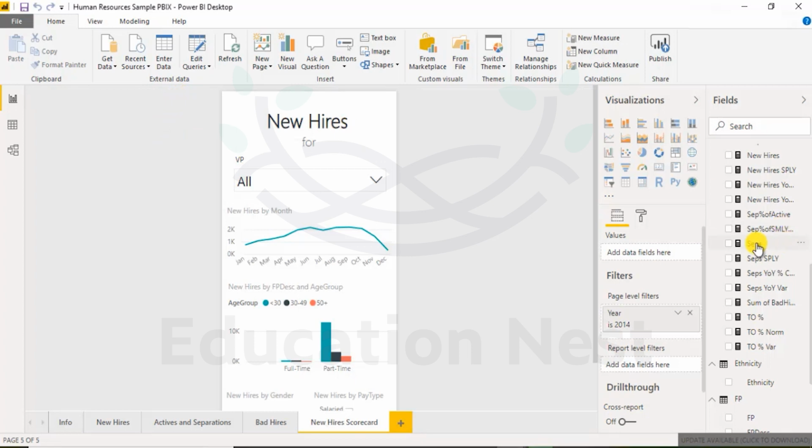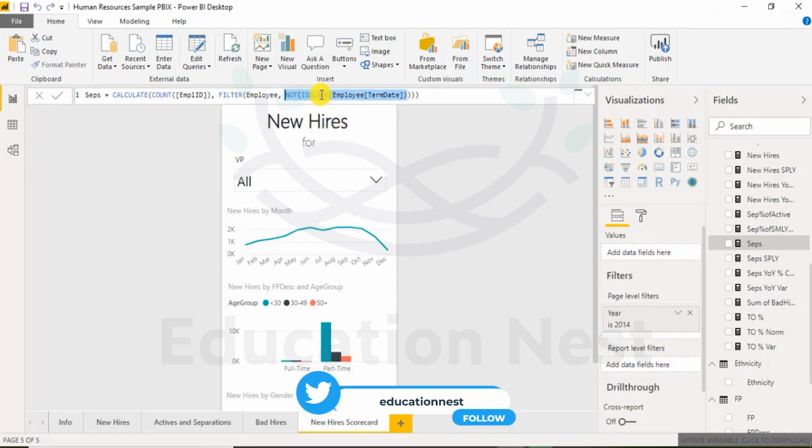Separation is count of employee ID, right? But you filter whose is blank is not blank. So only those active members, right? So is blank. Filter those employees which are not in the termination date. So people who do not have, or who rather have, a termination date, only those values are considered ahead. Exactly opposite of the active one.